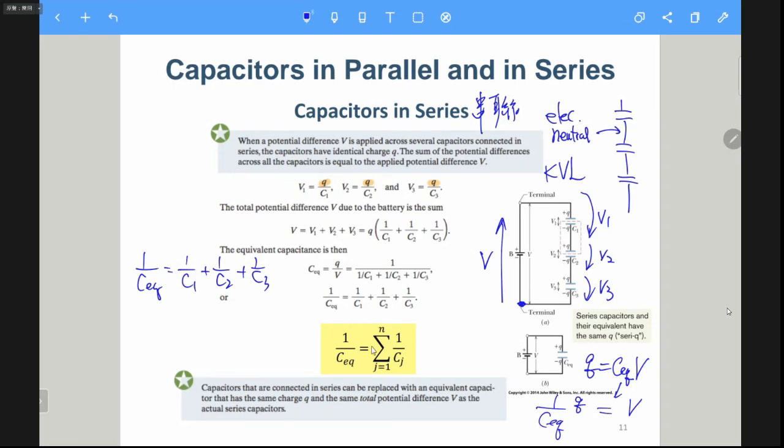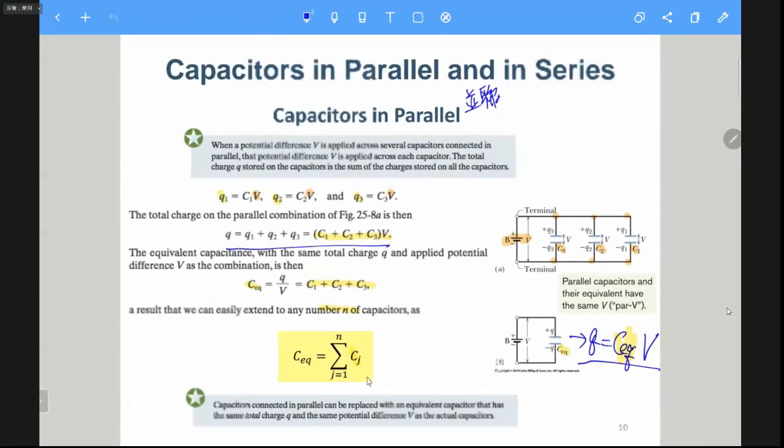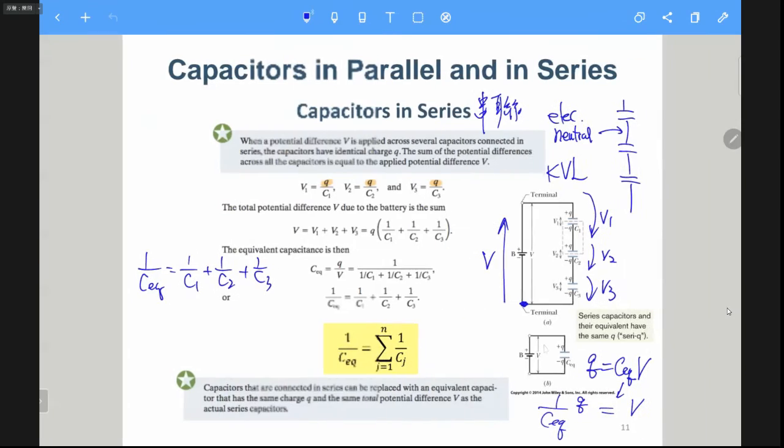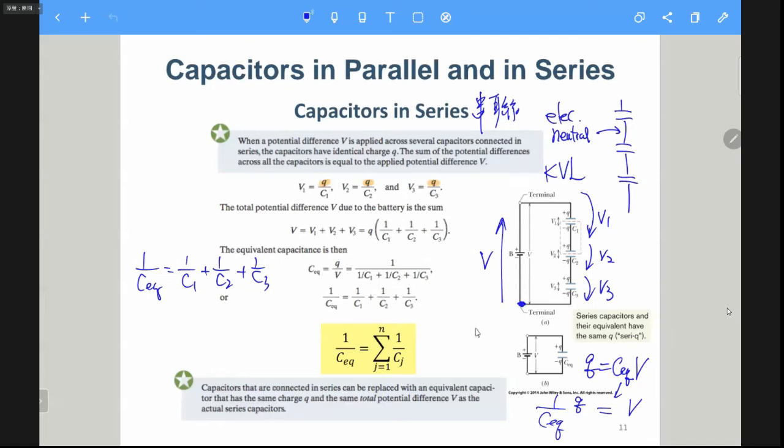So generally, if you have n capacitors in series, you take the reciprocal of the capacitances, add them together, and then take the reciprocal again to get the equivalent capacitance of the series capacitors. This is for parallel capacitors: you just add them together. For series capacitance, take the reciprocal, add them together, and take the reciprocal again.